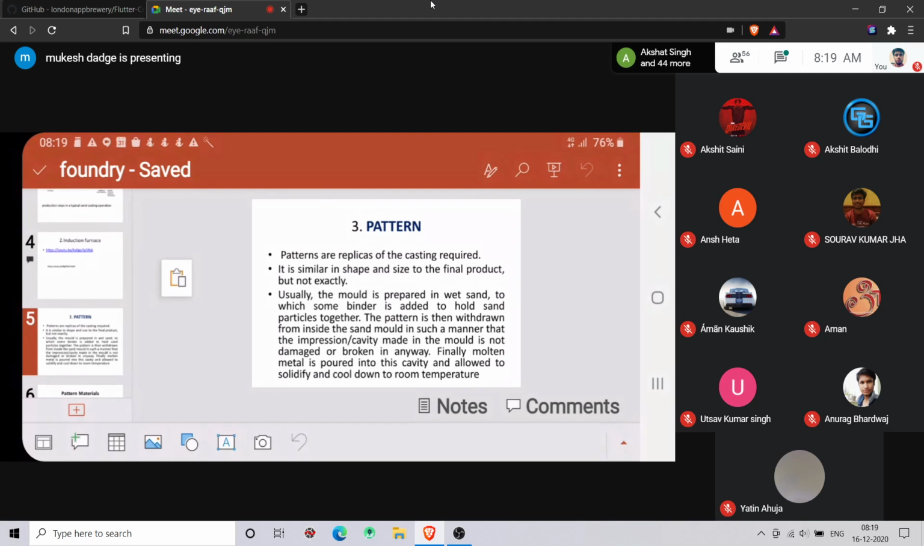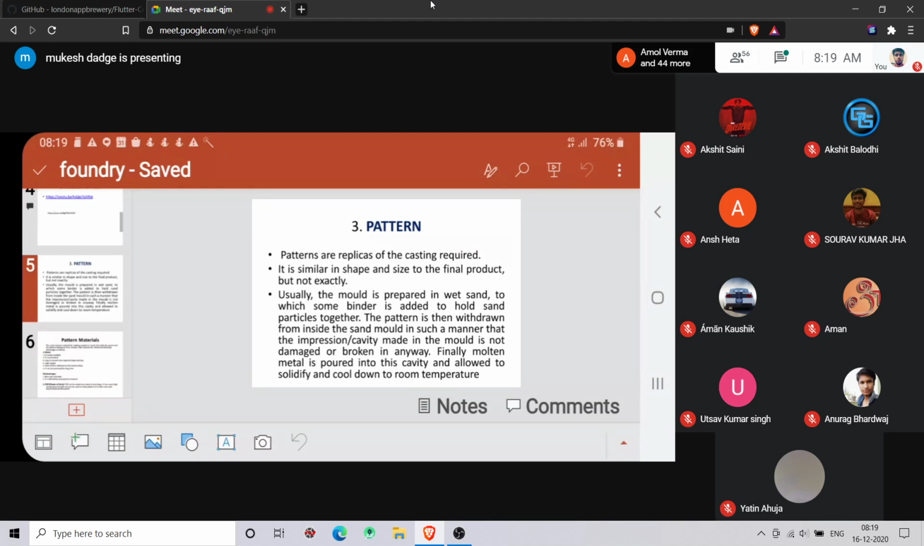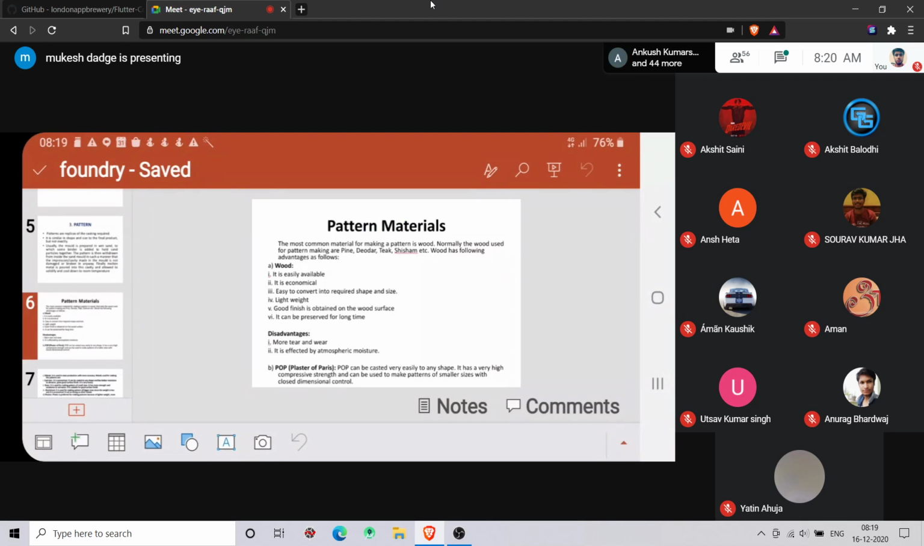So finally, molten metal is poured into the cavity and allowed to solidify and cool down to room temperature. This is the use of the pattern, how to use it. And next, there are so many pattern materials you can choose. Generally wood is used in our lab, and aluminum is also there. You can use it as a pattern material.